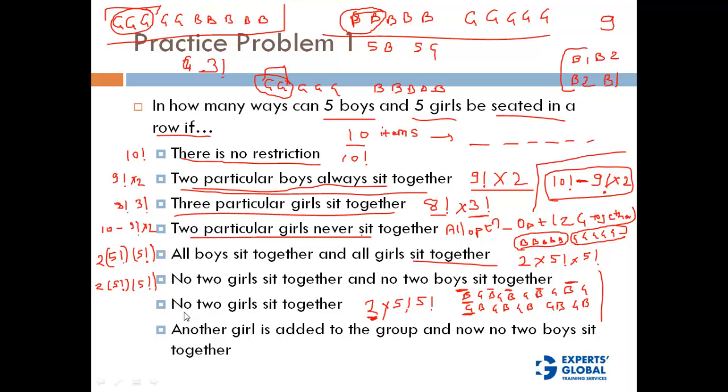So here, no two girls sit together and no two boys sit together, it's going to lead to 2 into 5 factorial into 5 factorial ways. Right? Let's look at this one. No two girls sit together. So that means there is no restriction on boys. Right? Now you will see that no two girls sit together.